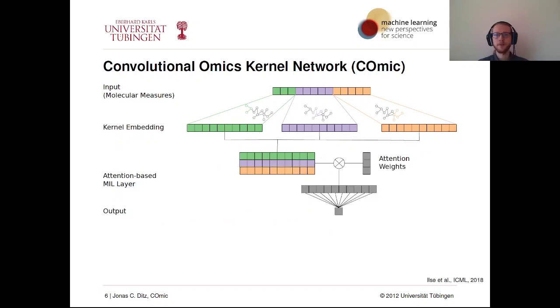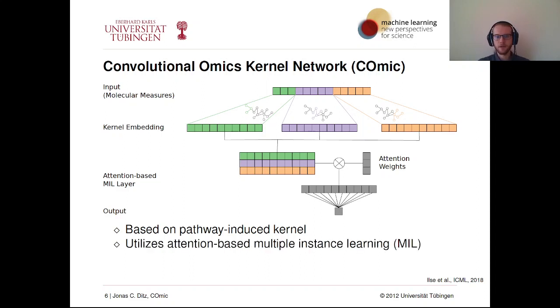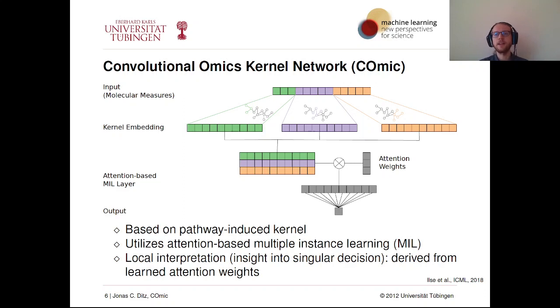The second architecture proposed by us starts the same way as the first by utilizing the pathway-induced kernel to project parts of the input onto these different kernel embeddings. However, in this architecture, we then treat the kernel embeddings as instances in a multiple instance learning problem. So we create a bag of instances and utilize attention-based MIL to compute attention weights for each instance, which in turn are then used to create an ensemble of the bag of instances that is used for prediction. These attention weights have the very nice property that they get computed for each input individually, which allows us to use them to get an insight into a singular decision, a so-called local interpretation.